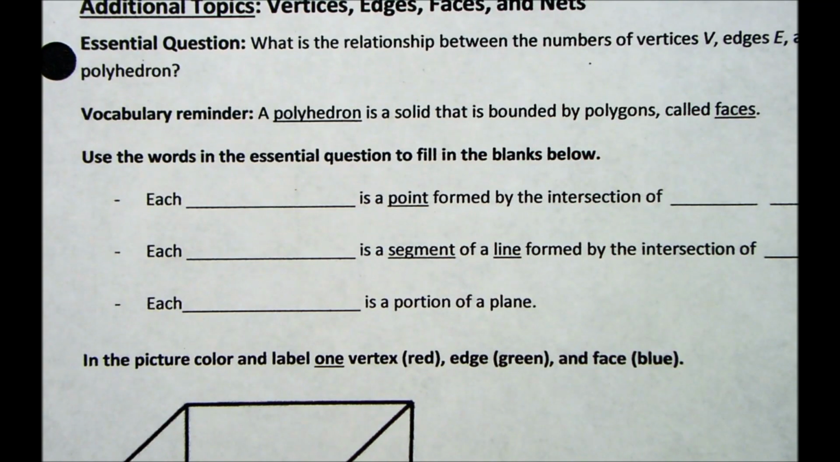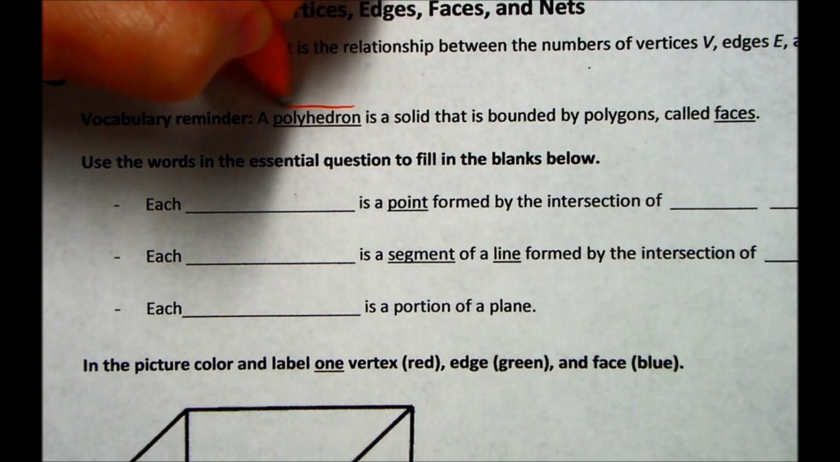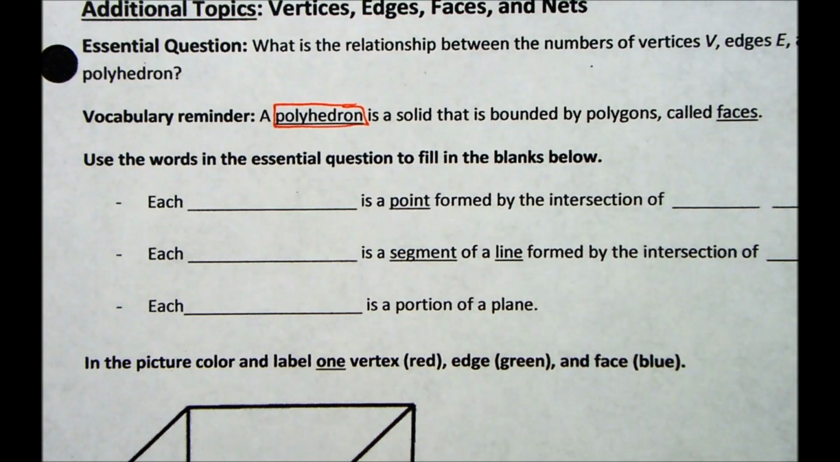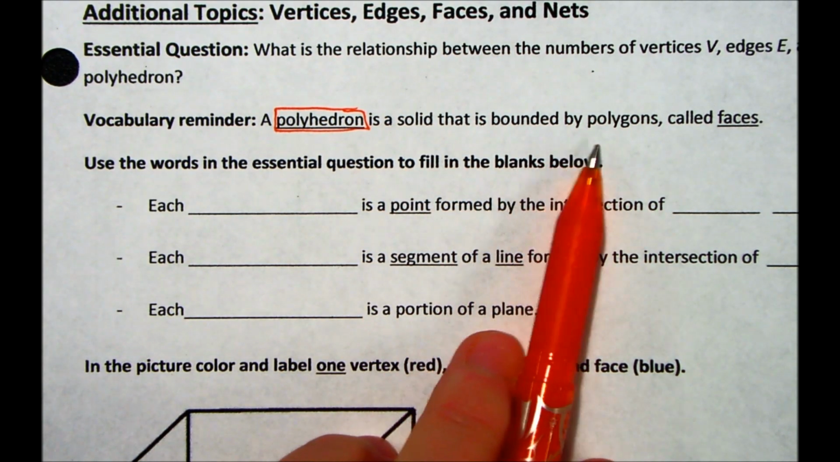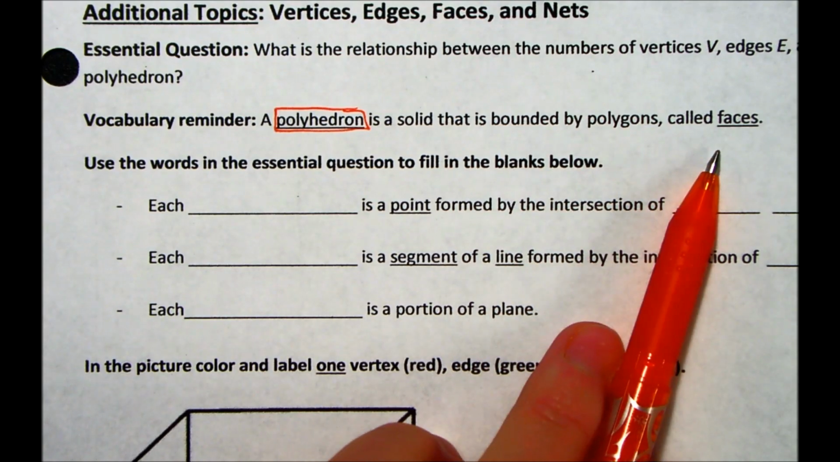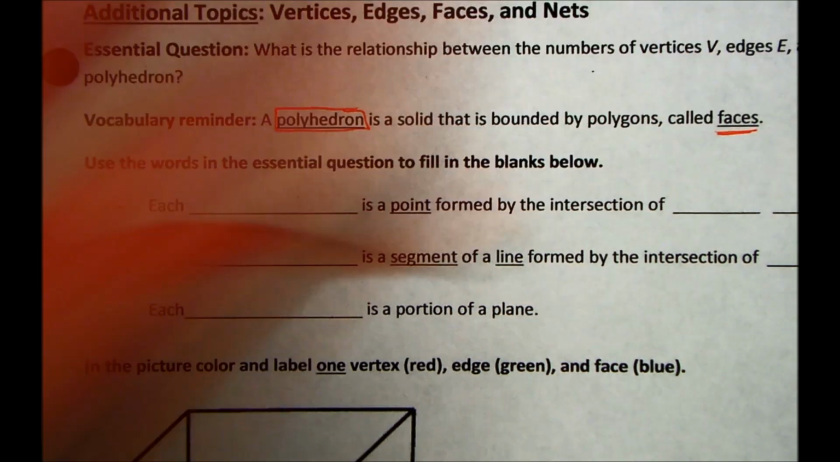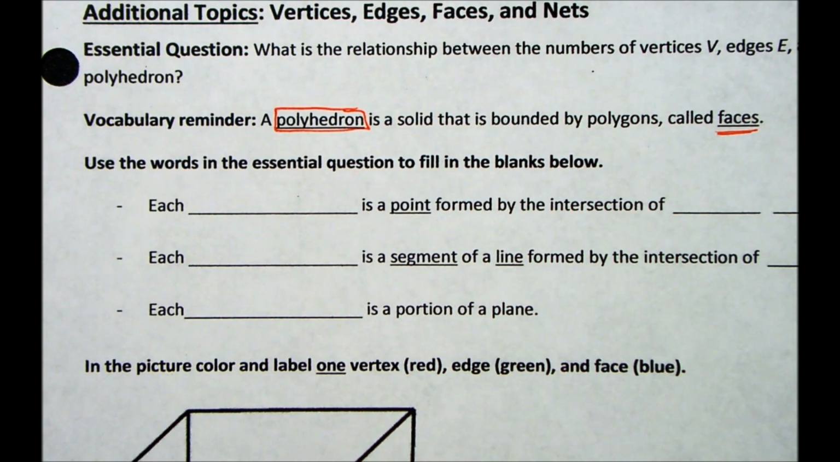So the first vocabulary term that we're reviewing is a polyhedron. A polyhedron is basically a three-dimensional solid that is bounded by polygons. They are also called faces. So a face is a flat surface.